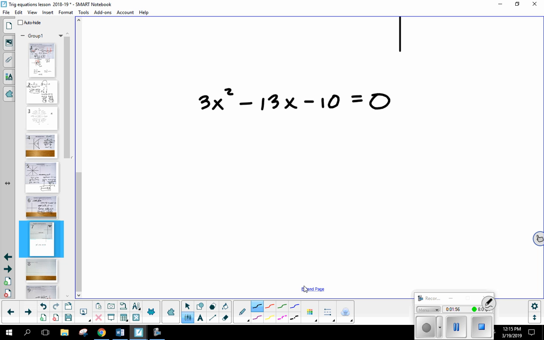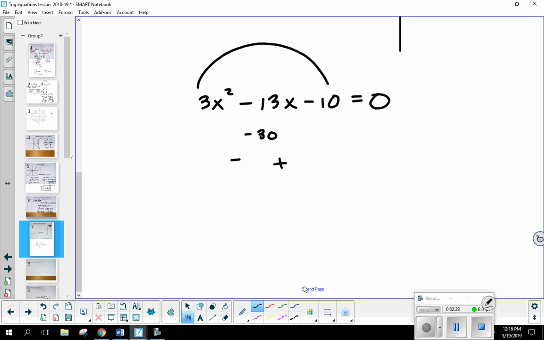What does my father drive? A red Mercedes convertible. So you'll notice here there's no GCF for me to pull out because there's a constant. So what I'm going to do is multiply the first and the last term. Remember, that's what the first M stands for, multiply. So what is 3 times negative 10? Negative 30. Now, because that's negative, I know I'm looking for a negative and a positive factor. But whatever two I choose, they have to add to give me the negative 13 in the middle.